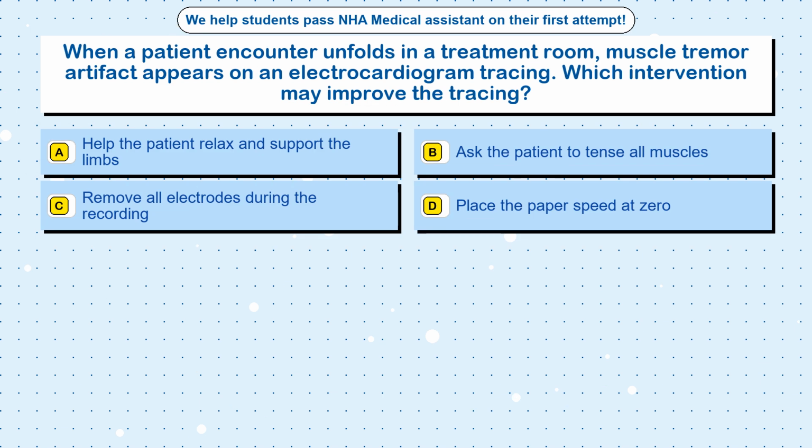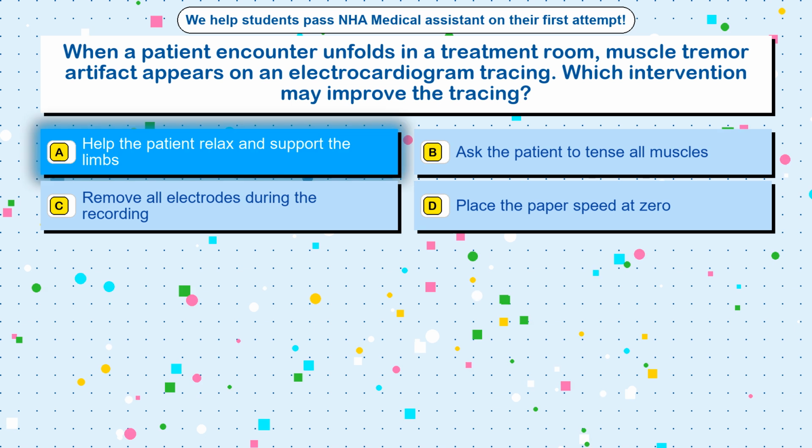Question 79. When a patient encounter unfolds in a treatment room, muscle tremor artifact appears on an electrocardiogram tracing. Which intervention may improve the tracing? Option A. Help the patient relax and support the limbs. Option B. Ask the patient to tense all muscles. Option C. Remove all electrodes during the recording. Option D. Place the paper speed at 0. The correct answer is option A.